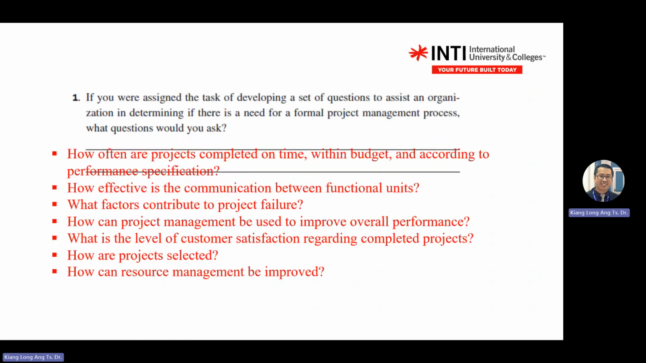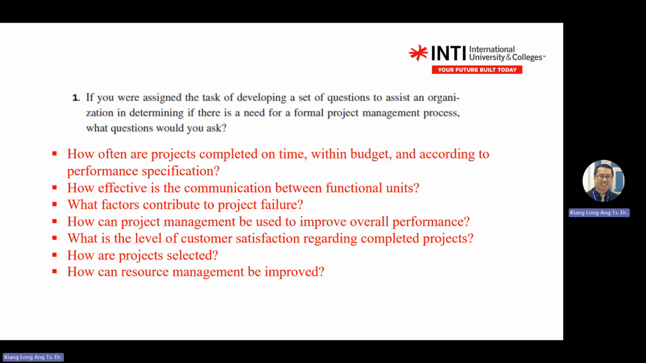Okay, so first question: you are assigned a task of developing a set of questions to assist an organization in determining if there is a need for a formal project management process. What question would you ask? So all these are examples of questions that you might put into your planning if you are selected as a PM, project manager.